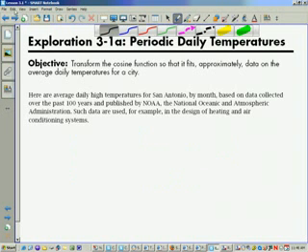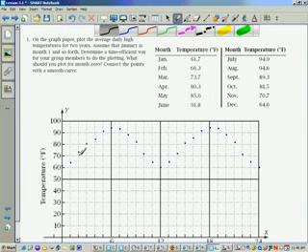All right, now we have an exploration for you to go through. So take your time to go through it, do the best you can. The first problem just tells us to graph these months.